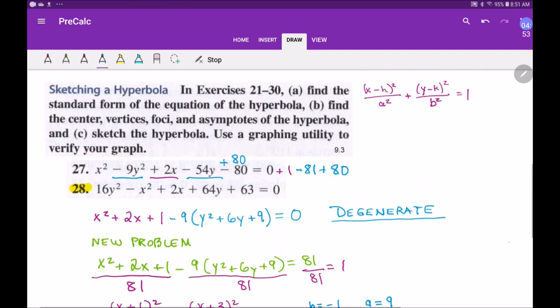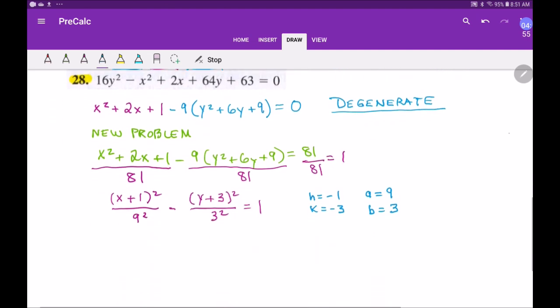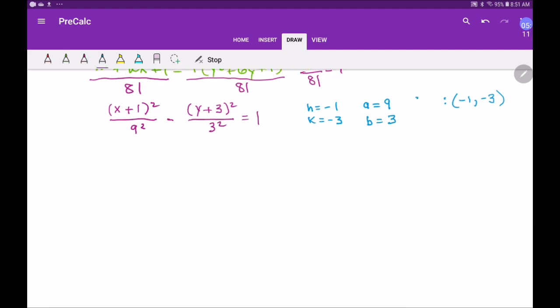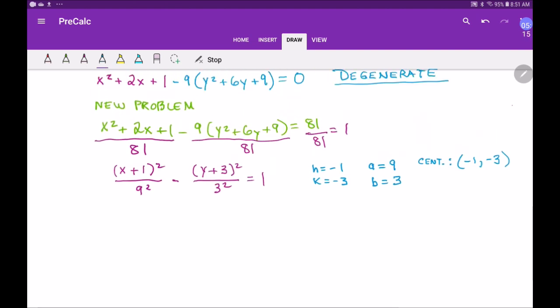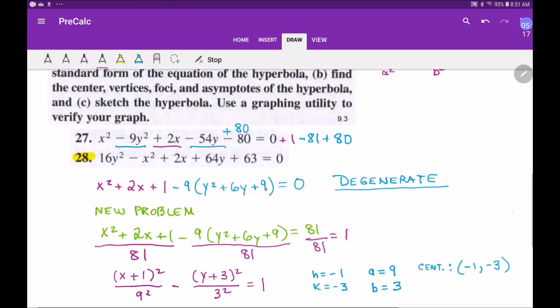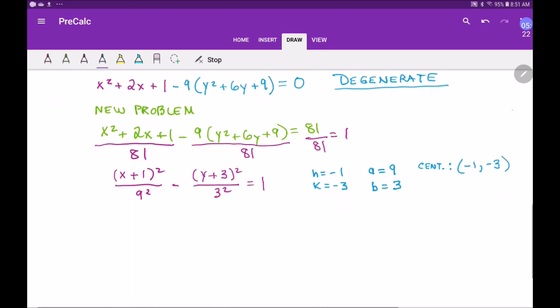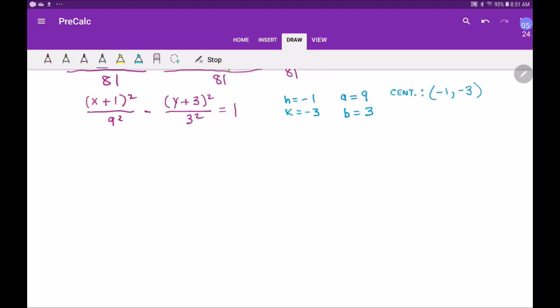So what are we supposed to do? We're supposed to find the center. Well, the center is minus 1, minus 3. That's the center. Maybe I shouldn't use the letter C. That's too confusing, isn't it? Sorry. My apologies. We will say the center. And let's see. We're supposed to find the vertices. All right. Well, maybe it's time to graph this puppy.